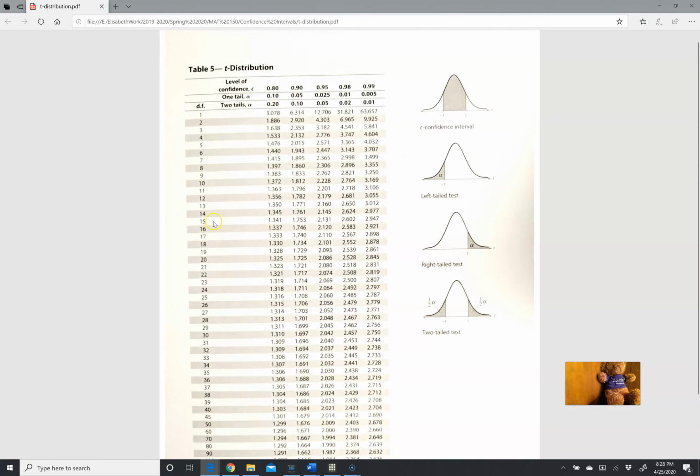And when we go to our t-chart, we're still at row 15, but this time we're going all the way to 0.99. Okay, notice the area under the curve increases. That's because the area outside the 99% is decreasing. So our t-value is increasing. So 2.947.